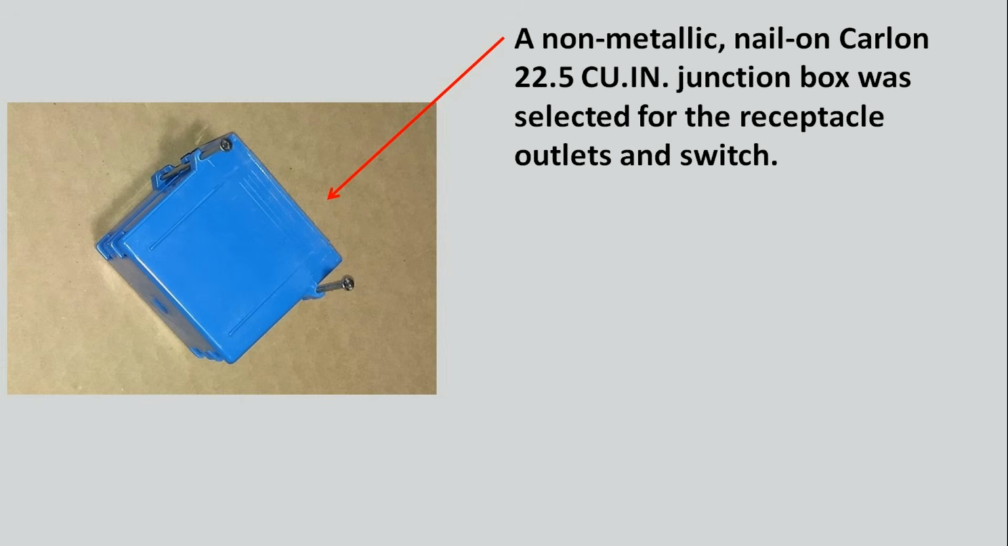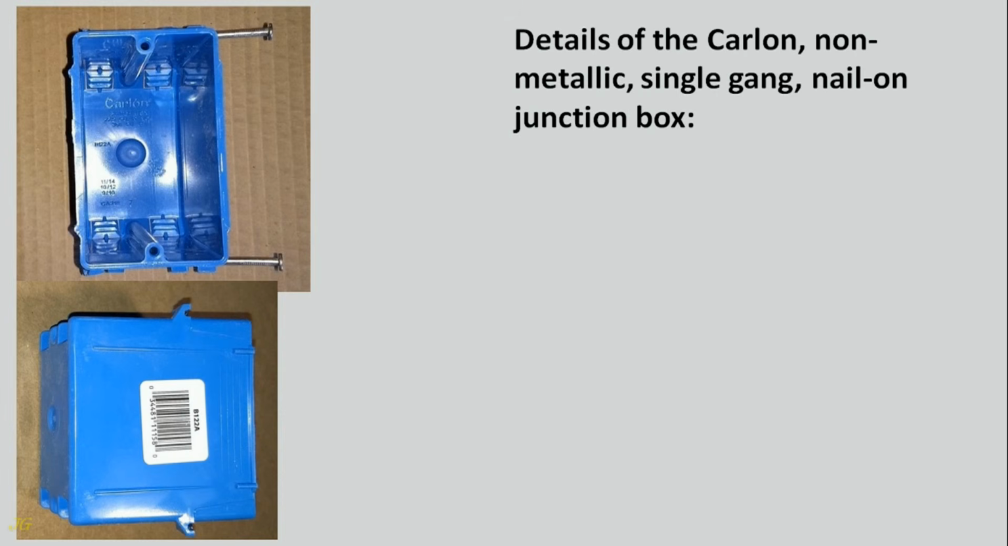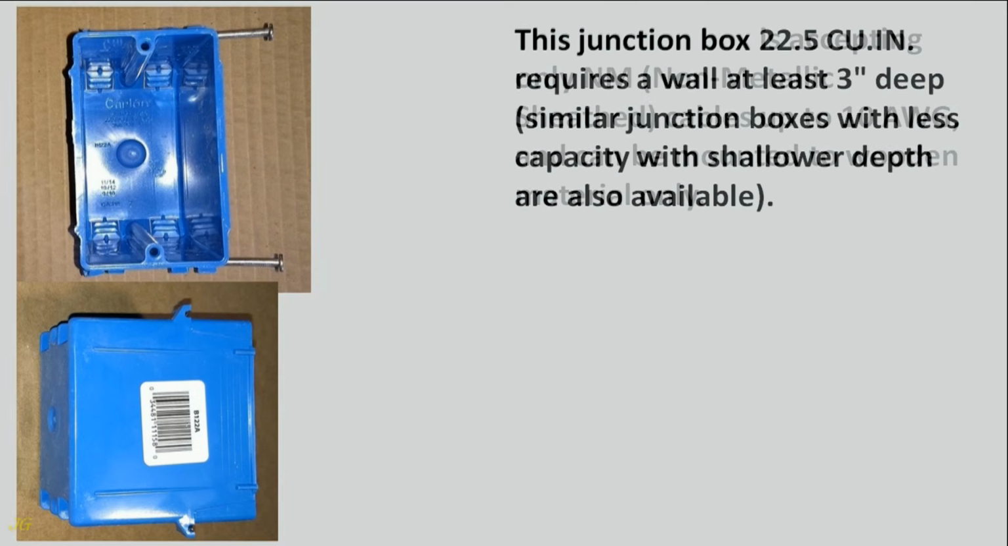A non-metallic, nail-on Carlin 22.5 cubic inches junction box was selected for the receptacle outlets and switch. Details of the Carlin, non-metallic, single-gang, nail-on junction box. This junction box accepts only NM, non-metallic sheathed cables up to 10 gauge, and can be mounted to wooden material only. This 22.5 cubic inches junction box requires a wall at least 3 inches deep. Similar junction boxes with less capacity and shallower depth are also available.